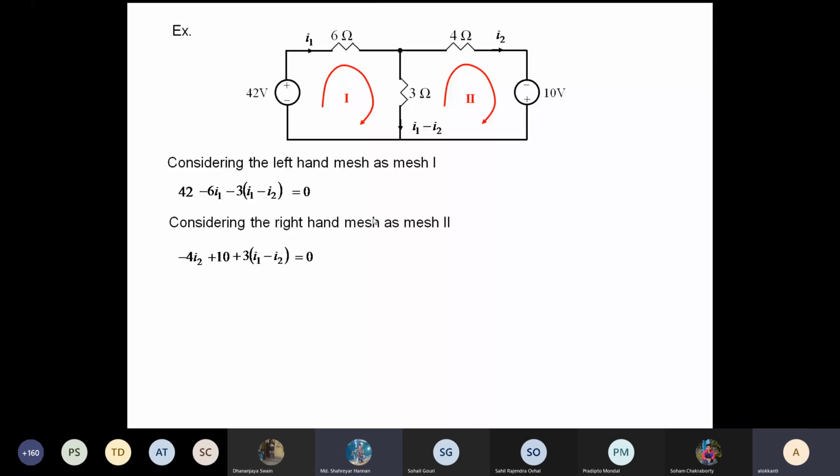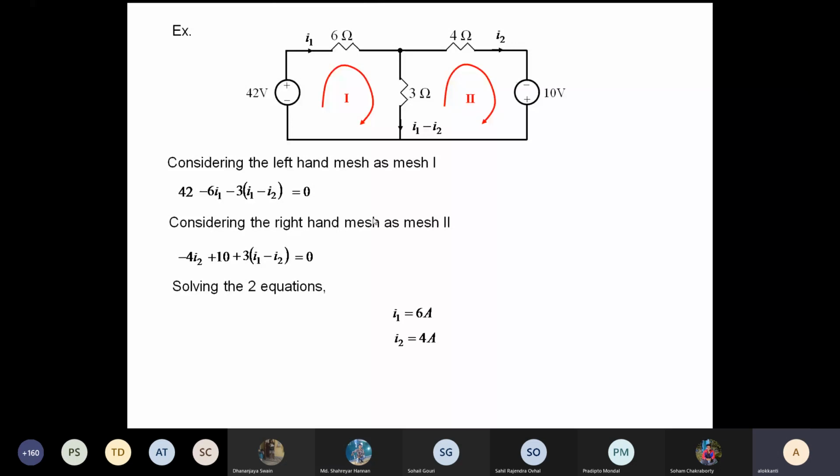How much is it? I1 equal to 6, I2 equal to 4. You can check with these values whether the equations are satisfied. Yes, they are satisfied. So 6 and 4.